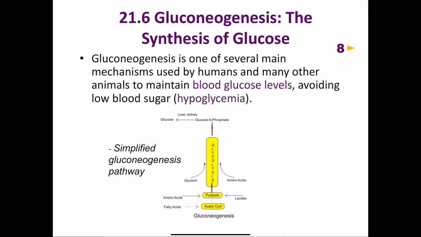So if you think about what gluconeogenesis means, gluco meaning sugar, neo, and genesis, so it means we're making new glucose. And gluconeogenesis is used by humans and other organisms to help maintain blood glucose levels. And it helps us to avoid hypoglycemia, which is low blood sugar. So what you're going to see is that we're going to use non-carbohydrate starting materials like glycerol, amino acids, and lactate, and we're going to convert them into glucose.